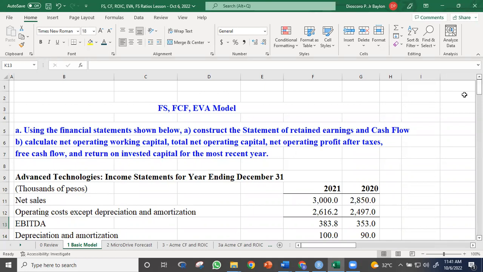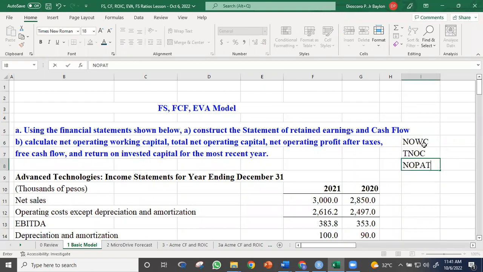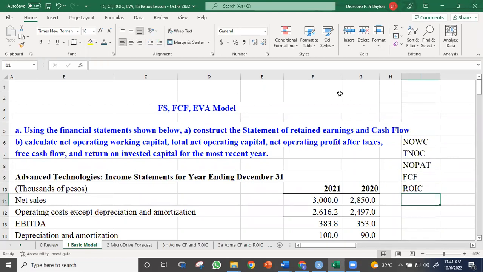Okay, let me pause for a while. Have you met these terms in your accounting? Did you meet the term NOWC, net operating working capital? Then you have TNOC, total net operating capital, and then NOPAT, and then FCF, and then ROIC. Okay, class, please chat if you have encountered this in your accounting subject.